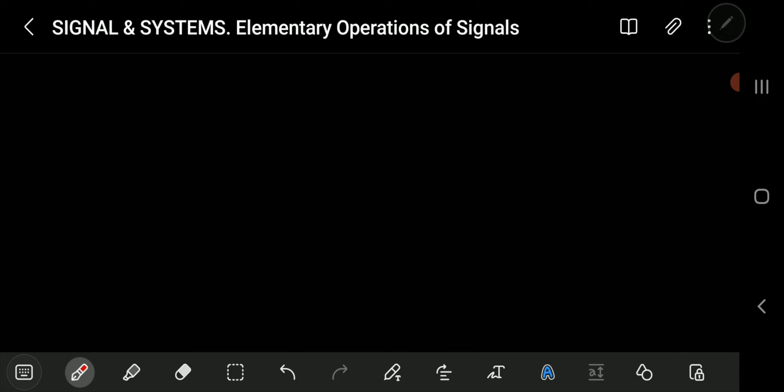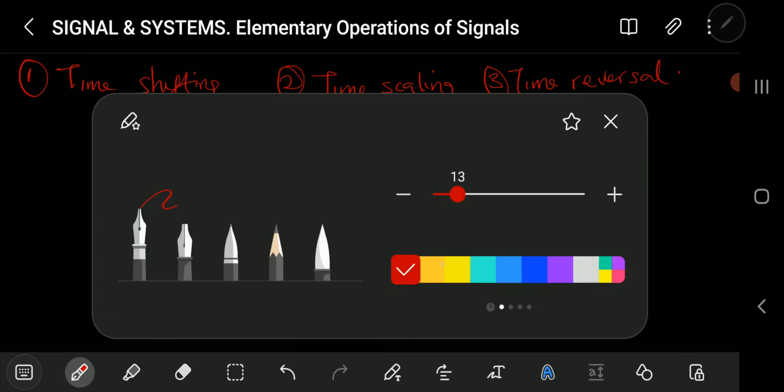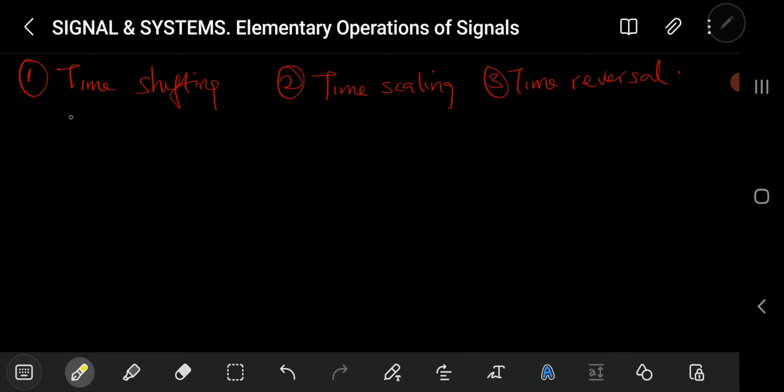When we are talking about the elementary operations of signals, basically they are of three types. Number one, the first one we have is time shifting. Number two, we have time scaling. And number three, we have time reversal. So now let's take a look at them one after the other. Let me start from the first one, time shifting.